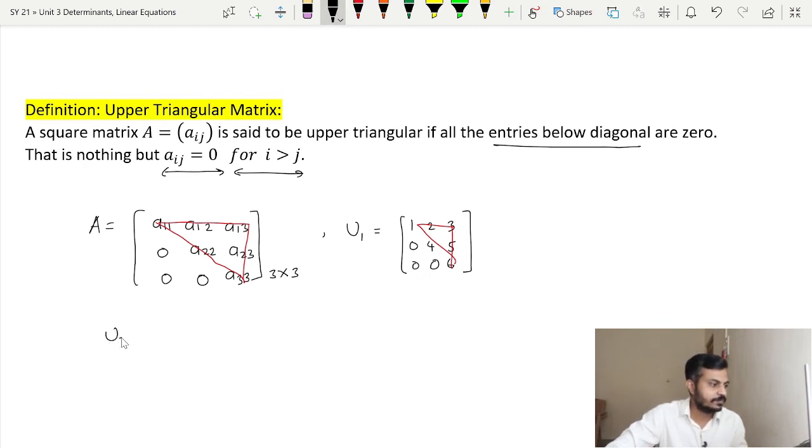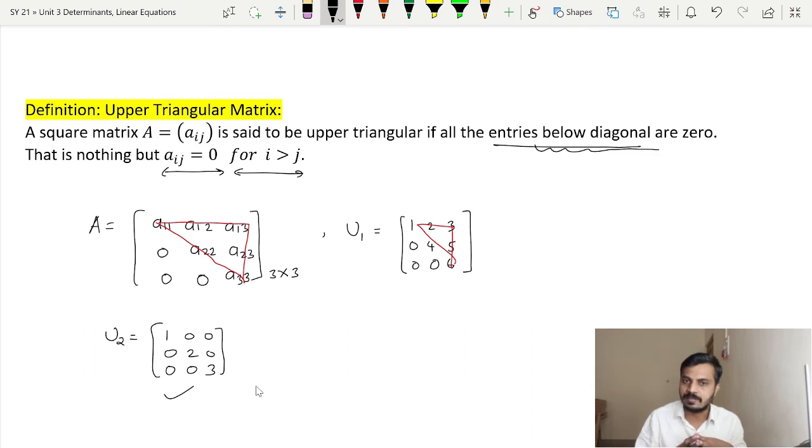Now note that a usual diagonal matrix is an upper triangular as well as a lower triangular matrix, because you can see that all the entries below the diagonal are 0. Whenever we say that all the entries below the diagonal are 0, it is an upper triangular matrix, and once we say that all the entries above the diagonal should be 0, then it becomes a lower triangular matrix. But for this particular matrix, both the conditions are satisfied. So this is an upper as well as a lower triangular matrix.